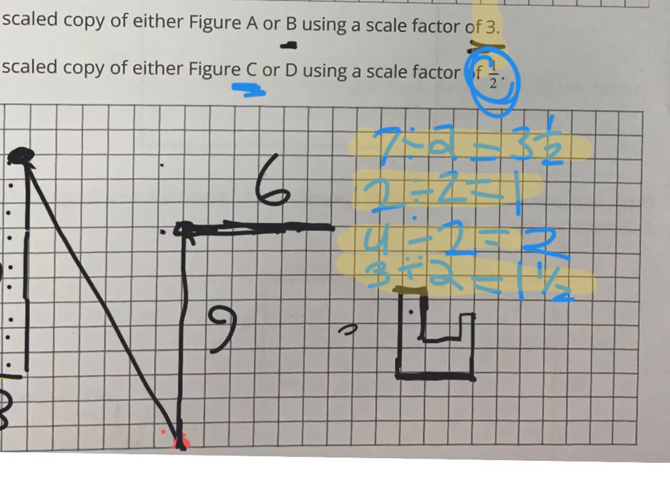And there you go. So you have your 3.5. You have your 1 whole. You have your 2. This is 1.5. 1 whole. 1/2. 2.5, because originally it was 5, and originally the base was 6, so the new drawing is 3.